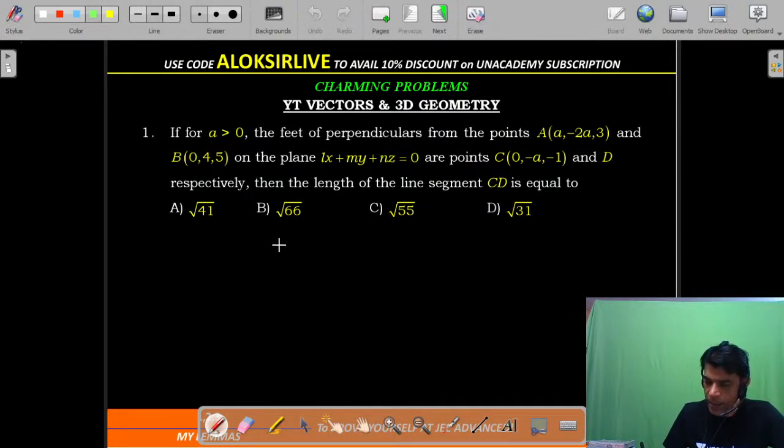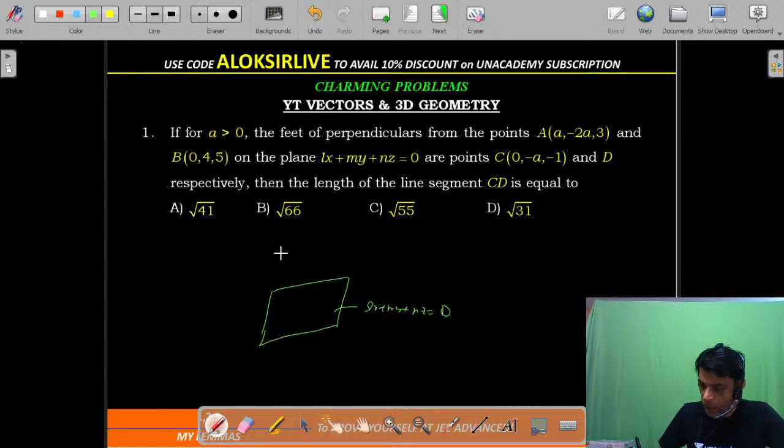Our first question reads: if for a positive, the feet of perpendiculars from the points A and B, some points given on the plane, are points C and D, you want the length of line segment CD. Do make a diagram always. My diagram looks like this. This is a plane, lx + my + nz = 0, and then you have got 2 points, A and B. Point A happens to be (a, -2, 3), and point B happens to be (0, 4, 5). So B is completely known, but A is only in terms of a small a, some variable.